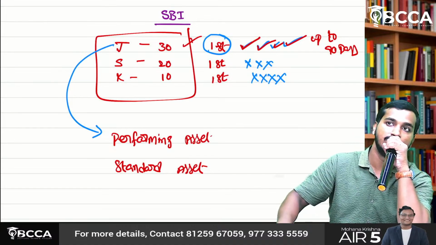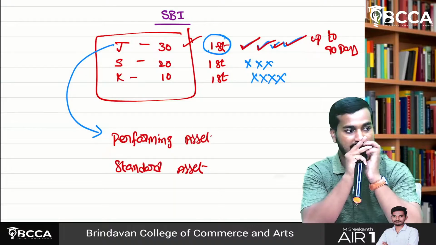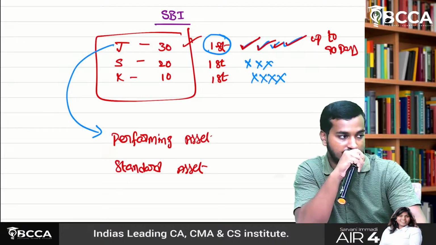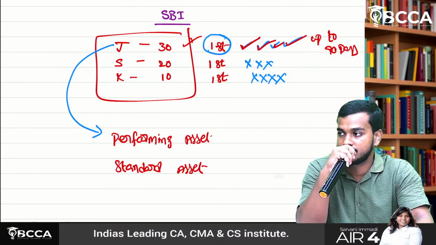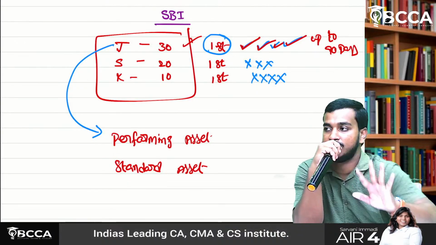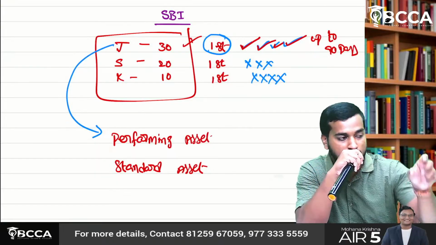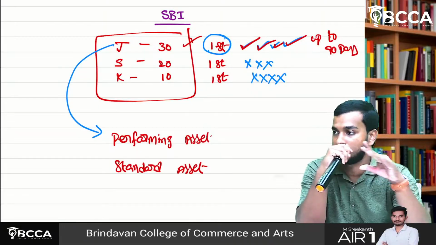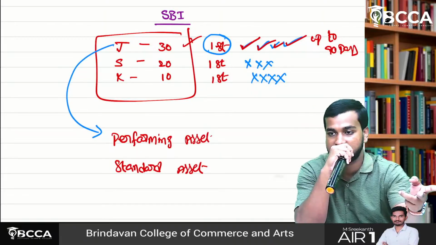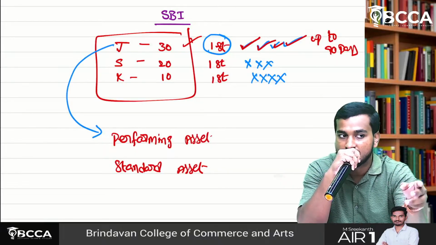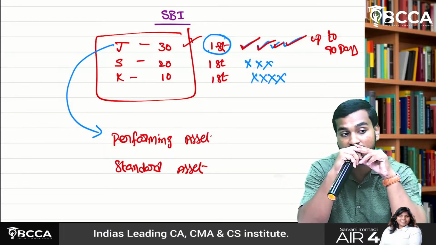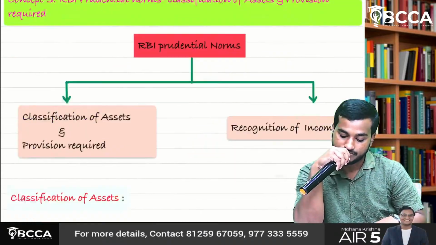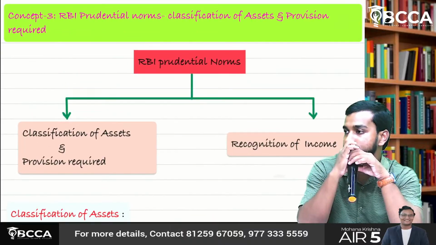Performing asset or standard asset applies to the outstanding amount if he pays on time or within 90 days. For example, I have given a loan to you for an amount of 10 lakhs. You have to pay on 1st January, but you are unable to pay it. Up to 90 days, I will give you time. Up to 90 days, I will call you a performing asset or standard asset only. If 90 days are crossed, you will be called something else. I will tell you what that is after a couple of minutes. First of all, let's focus on performing assets.